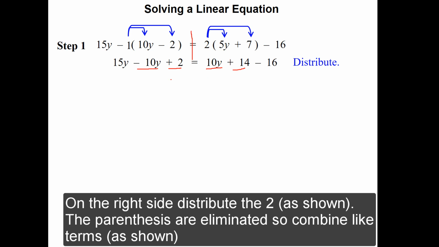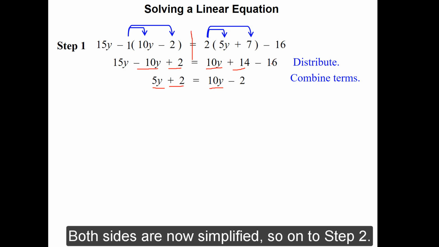Now I combine like terms. On the left side, 15y minus 10y combine to be just 5y. 2 is the only number on the left. 10y is the only variable term on the right. Plus 14 minus 16 adds to -2. I have now simplified each side of the equation.